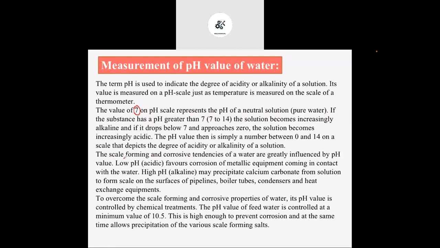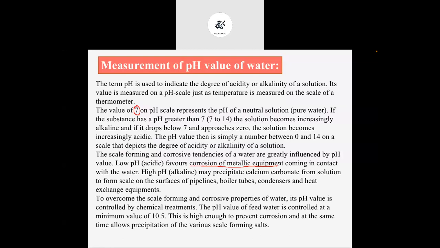So the scale formation or the corrosion tendencies of that particular solution or the feed water largely depend on the pH value. If the pH value is low, meaning the solution or the feed water is more acidic, in that case it will favor the corrosion problem. Okay, meaning the corrosion reaction will increase. The rate of corrosion reaction increases if that particular feed water is more acidic.